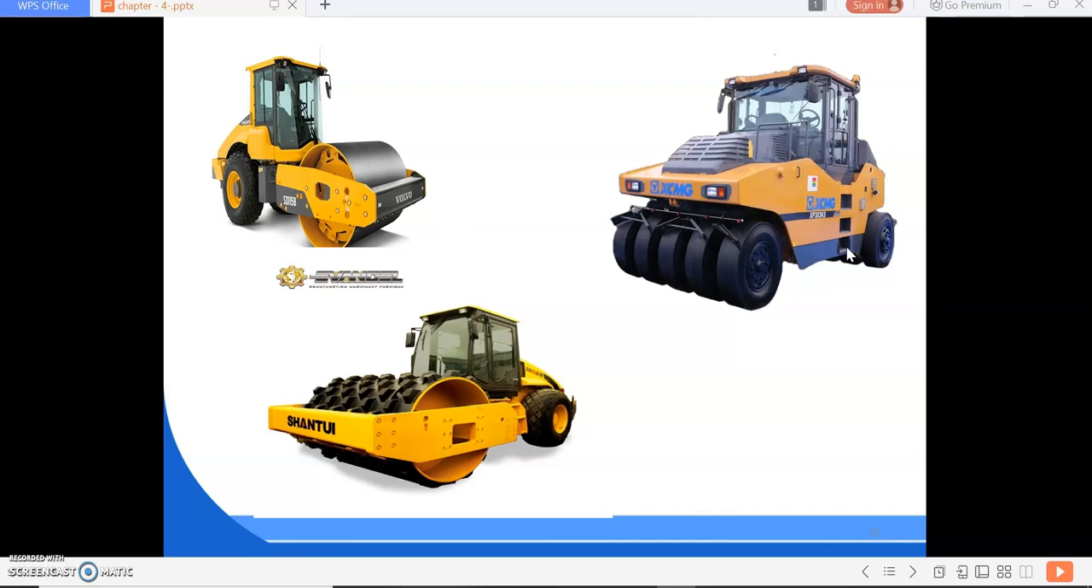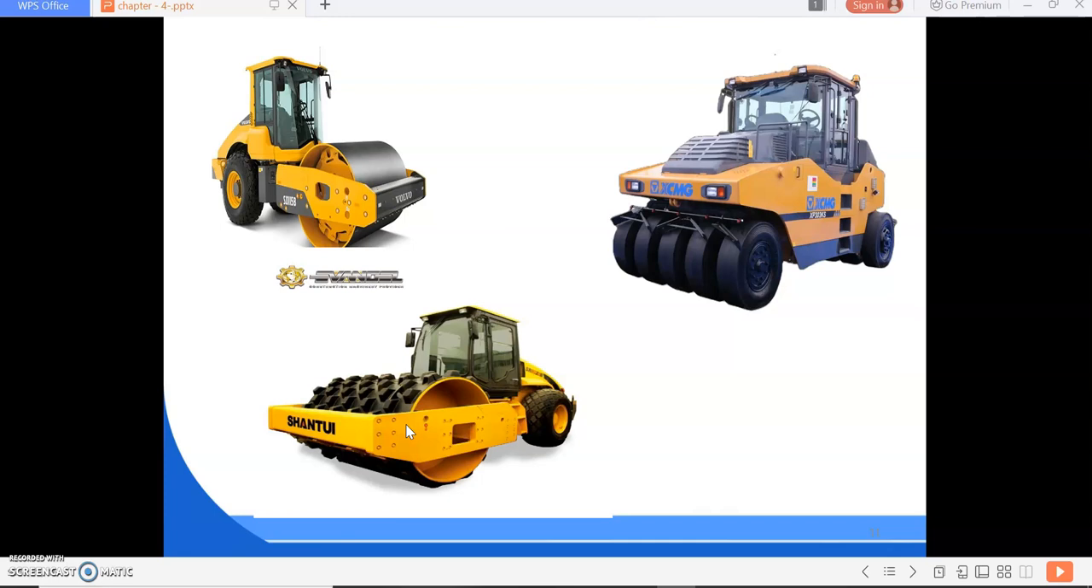Next one is sheep foot roller or tamping roller. So it consists of a steel cylinder drum with projections extending radially outward from the surface of the cylinder. They may be self-propelled or can be pulled by a tractor. It is suitable for silty and clay sand or medium to heavy clay. The thickness of the layer to be compacted should not be more than 5 centimeter.